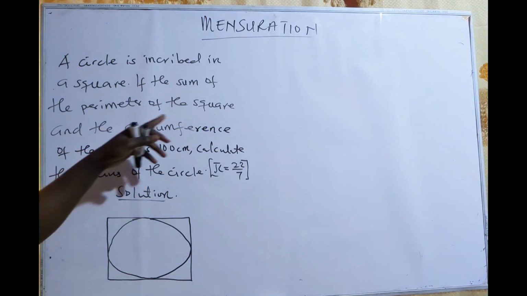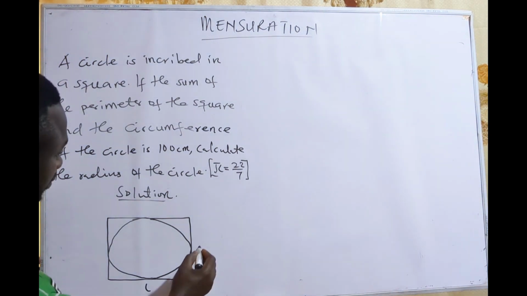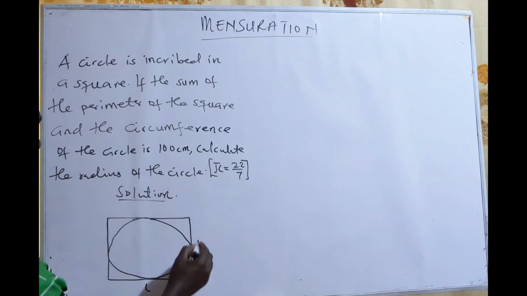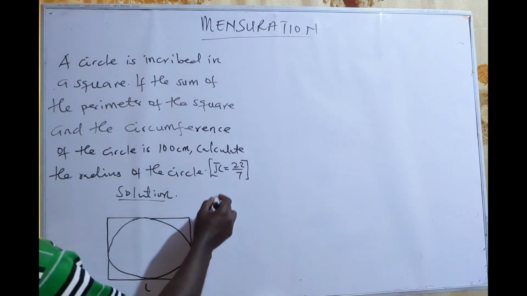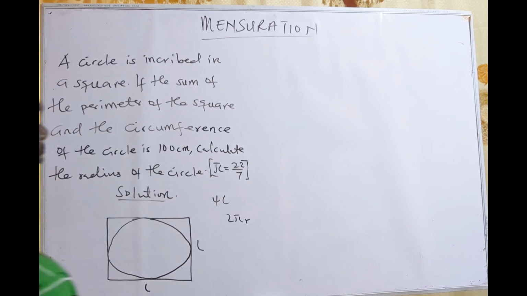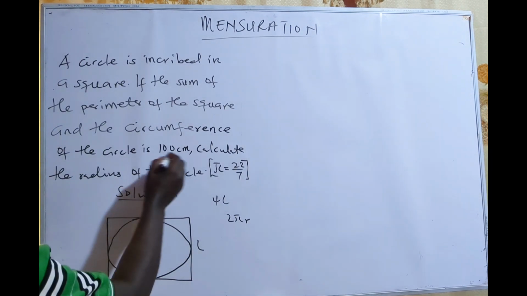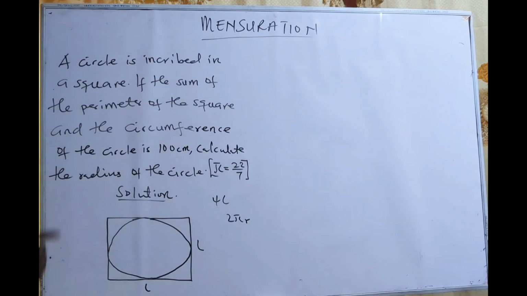If the sum of the perimeter of the square, what is the perimeter of the square? If here is my length, this is also my length. So the perimeter of the square is 4L: 1, 2, 3, 4. And the sum of the perimeter of the square and the circumference of the circle. What is the circumference of a circle? That is 2 pi r. When you add these two, it is going to give you 100 centimeters. That is what the question is saying, and it is asking us to find the radius of the circle.